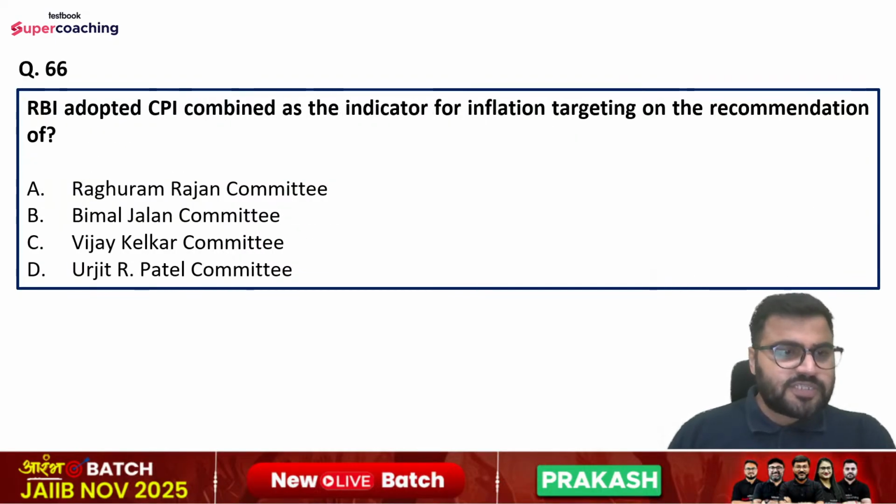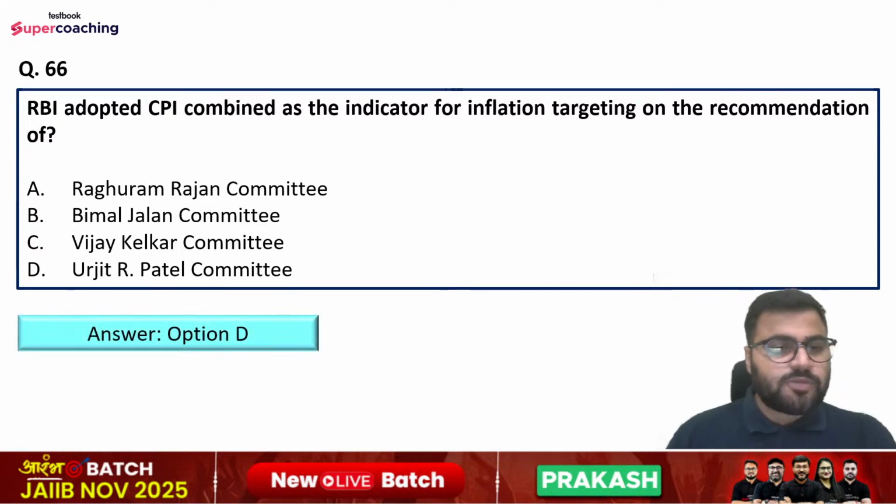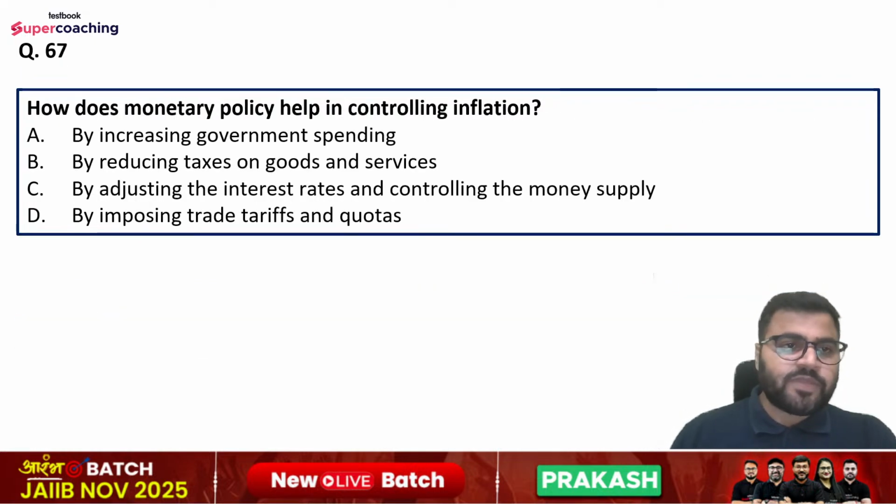Question number 66. RBI adopted CPI combined as the indicator for inflation targeting on the recommendation of which of the following committee? Options are Raghuram Rajan Committee, Bimal Jalan Committee, Vijay Kelkar Committee, or Urjit R. Patel Committee. So right answer is option number D, Urjit R. Patel Committee.